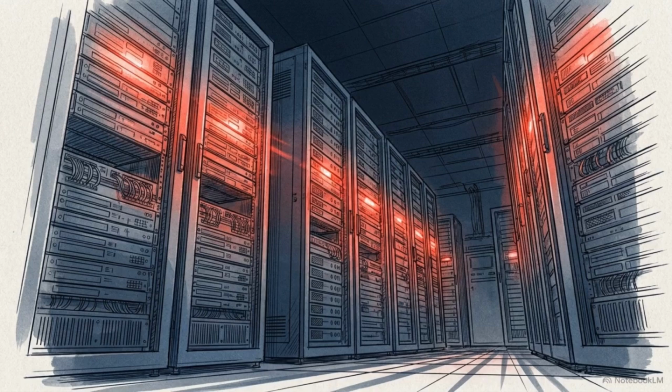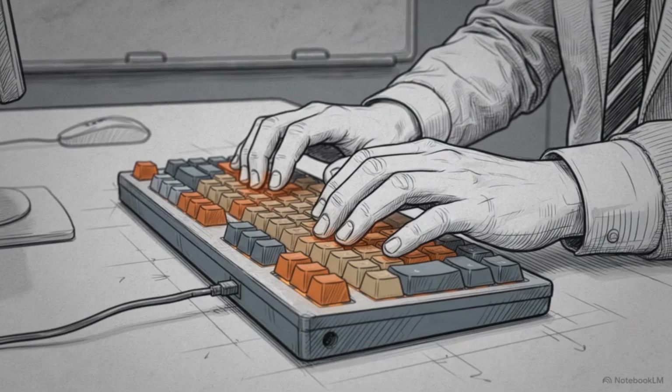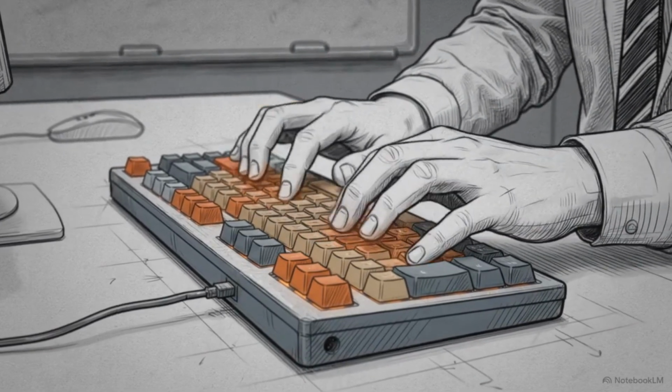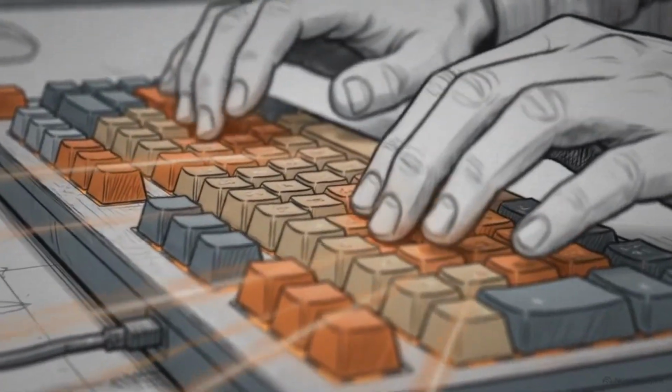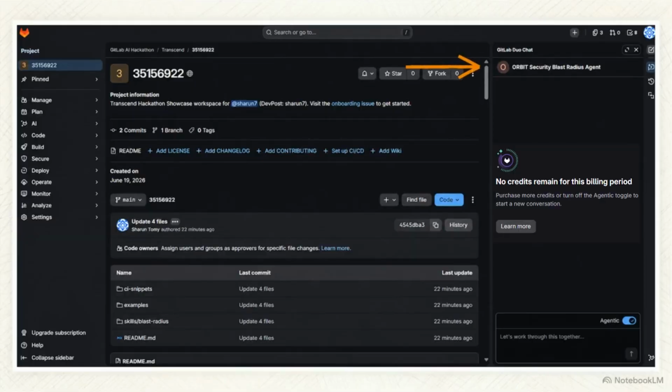When a new zero-day vulnerability drops, the clock starts. You type the blast radius command, and instantly you have the entire footprint of the threat across your organization. This is the Orbit Security Blast Radius agent running in the GitLab UI.